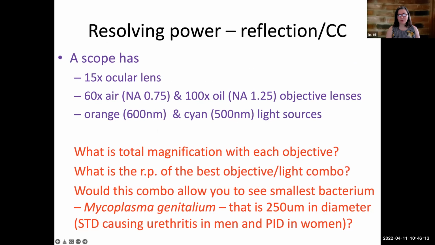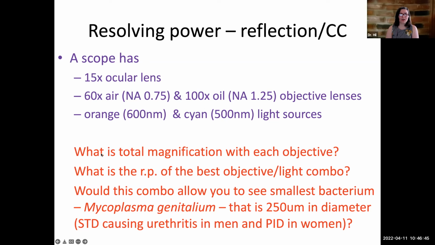So here's an example. We'll revisit this in lab. By the time you get there, you'll be like, this is old hat, I'm a pro. But let's suppose you had a microscope. It had a 15x ocular lens, okay? That's the one that you look through at the top that you don't change. And then on the objective turret, there were 2 options, a 60x air and a 100x oil. The 60x air has an NA of 0.75. The 100x oil has an NA of 1.25. Also, you have 2 possible light sources, an orange light source, 600 nanometers, and a cyan light source, 500 nanometers.